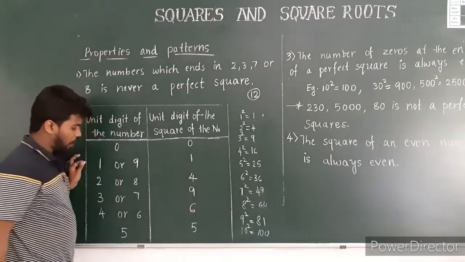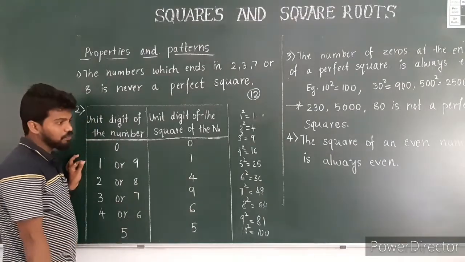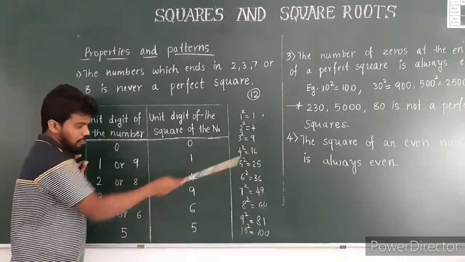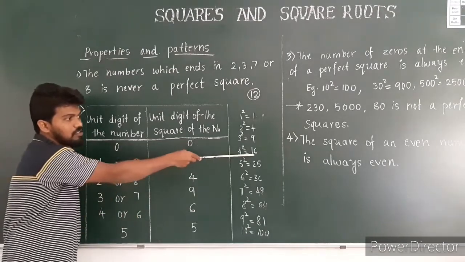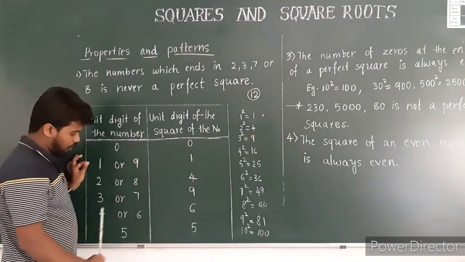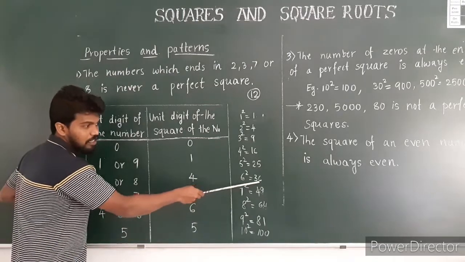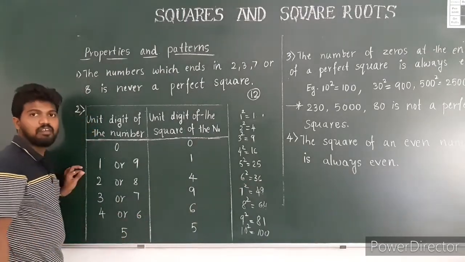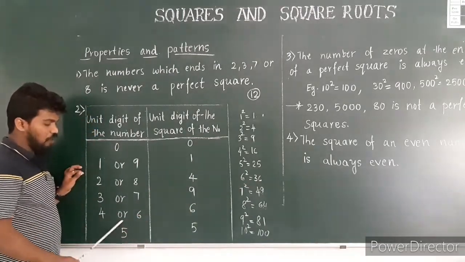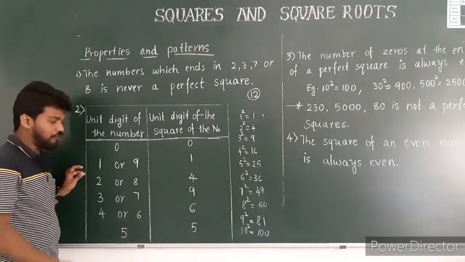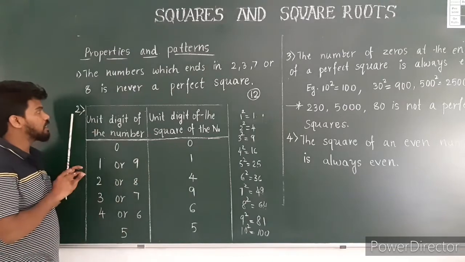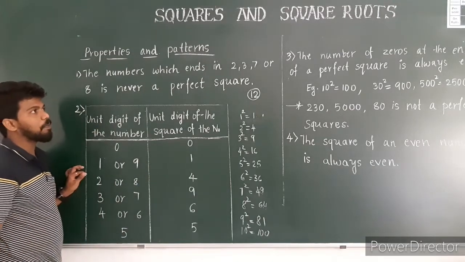If it is 4 or 6, 4 here, that is 16, so you see that it is 6. The unit digit of that square number is 6. And one more number, 6, 36, that ends with 6. Lastly you have 5. So 5 square is 25, so that ends with 5. So that is about the second property or pattern.